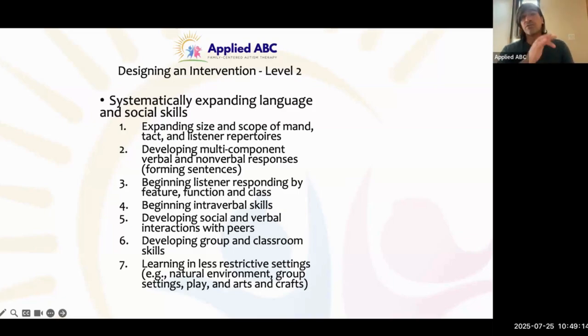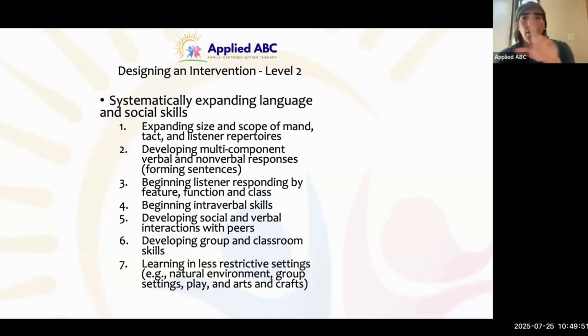Designing an intervention for learners whose skills fall into level two: systematically expanding language and social skills, expanding the size and scope of mand, tact, and listener repertoires. So again, it all builds on itself. We know they can request up to a certain point, but maybe they don't use a certain number of words, or they can only request a certain number of items. They can only name a certain number of things, etc. Developing multi-component verbal and nonverbal responses. Forming sentences, same kind of thing. They can say one word for something they want, but they can't use two words. We start teaching that. Beginning listener responding by feature, function, and class.